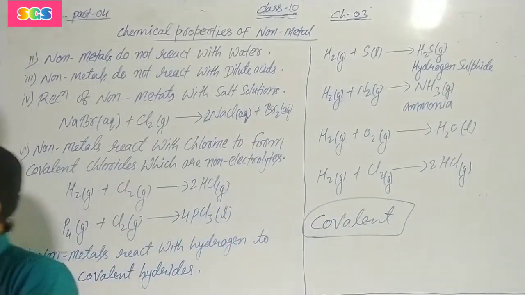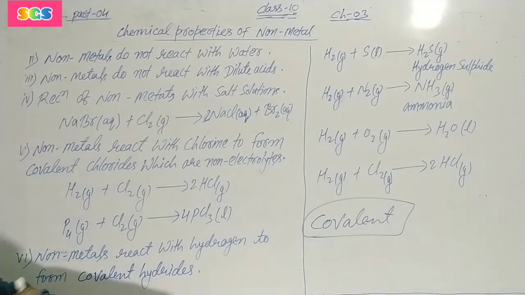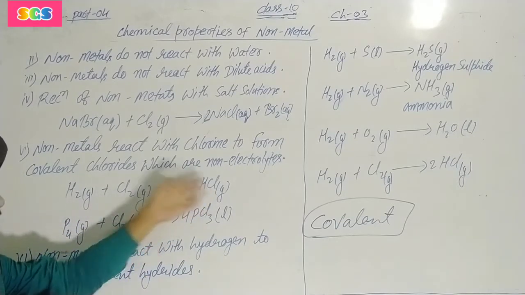HCl is a covalent compound, which means hydrogen and chlorine are both sharing electrons with each other. Neither hydrogen nor chlorine completely loses or completely gains electrons. They are just sharing the electrons to form a compound, and the compound which is formed as a result of sharing of electrons is called what? Covalent compounds.